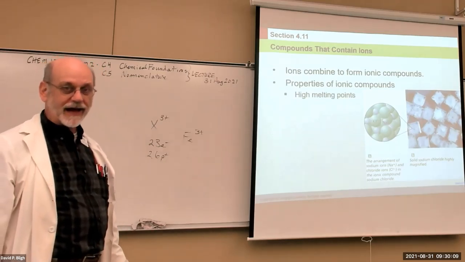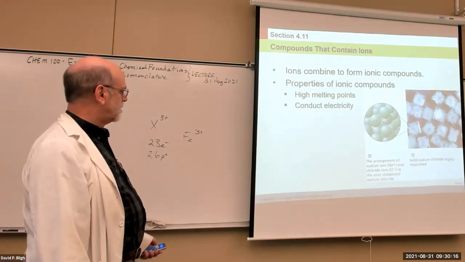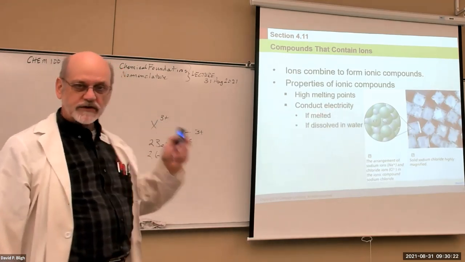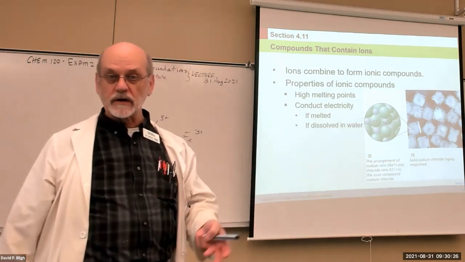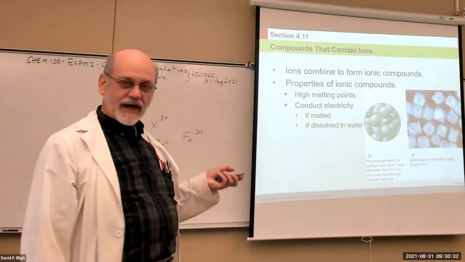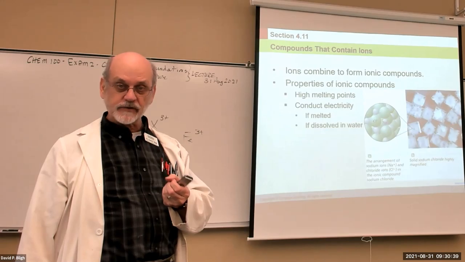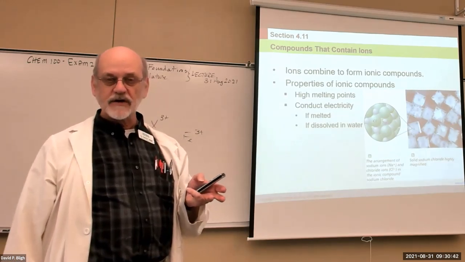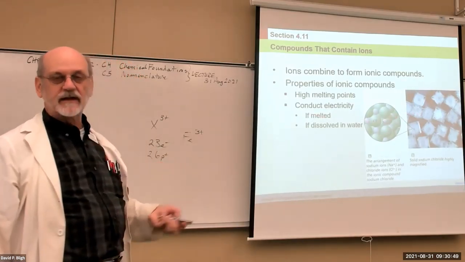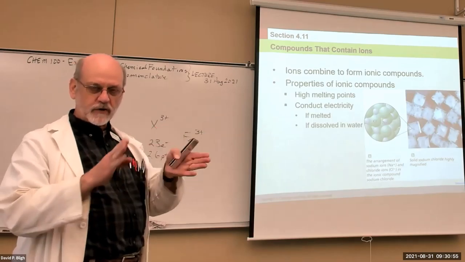Ionic compounds have very high melting points, extremely high melting points. They only conduct electricity if they're melted or they're dissolved in some fluid, usually water. Why is that? In the crystal structure, those ions are locked in place. They cannot move. So if you try to apply a charge across a crystal of sodium chloride, you get nothing because there's nothing there to carry the charge. It's only when the charge is freed up and made mobile by melting or by dissolution in water that those charges are now able to carry from one electrode to the other.